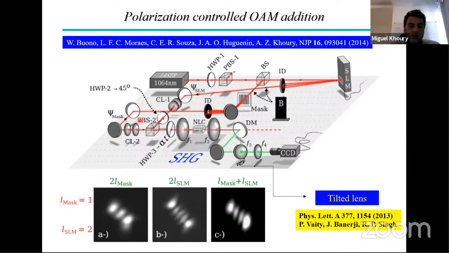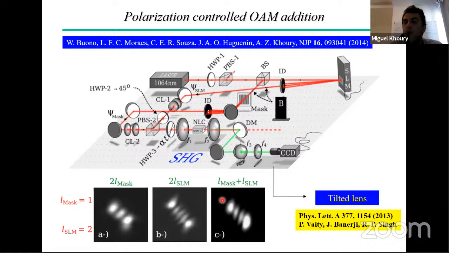And by controlling the rotation, we could demonstrate the doubling of the mask topological charge, the doubling of the SLM topological charge, or the addition. The detection was made with a tilted lens that converts, in the focal plane, the incoming Laguerre Gaussian beam to a Hermite Gaussian pattern that allows an easy count of the lobes and measurement of the topological charge.